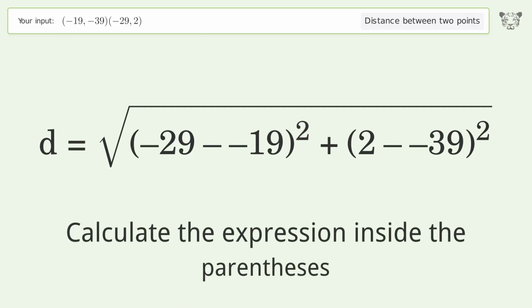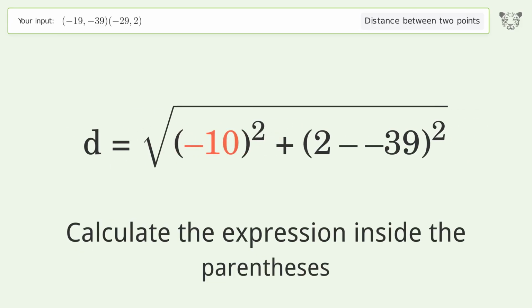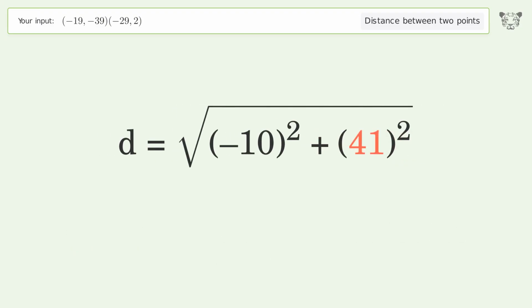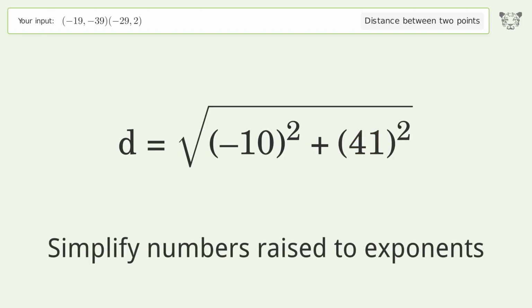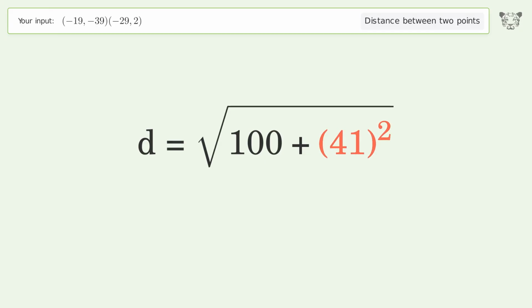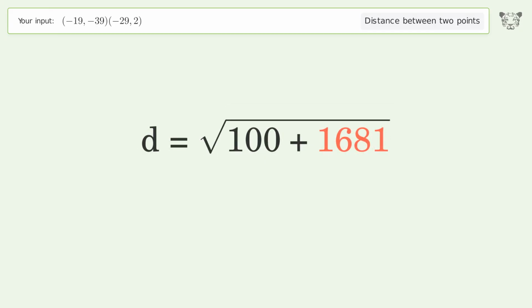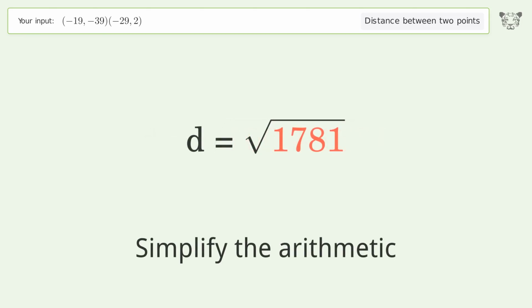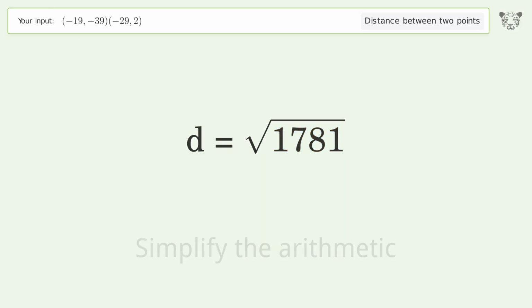Calculate the expression inside the parentheses. Simplify numbers raised to exponents. Simplify the arithmetic. And so the distance between the 2 points is the square root of 1781, or 42.202.